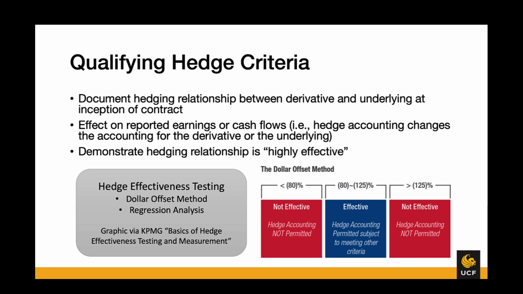There's a couple different ways to do this. There's the dollar offset method and regression analysis. Both have been used to document this qualifying hedge criteria. However, that's outside the scope of this class. You just need to know that a fair value hedge does have to be highly effective in order to keep its accounting treatment.